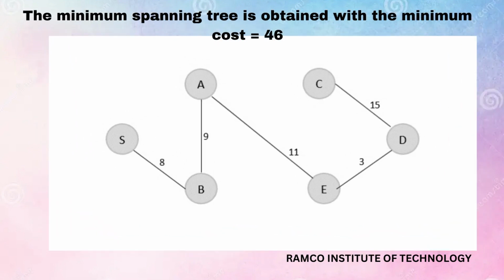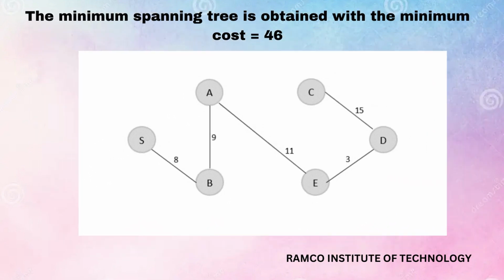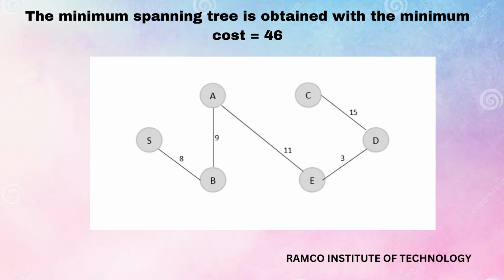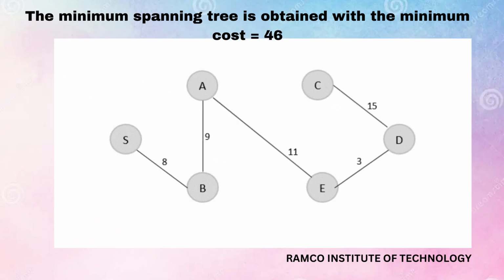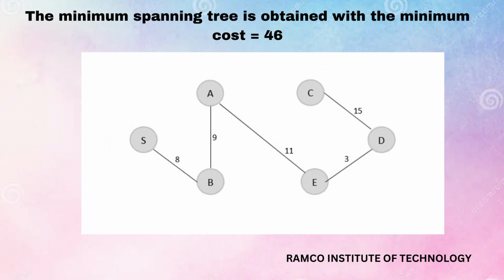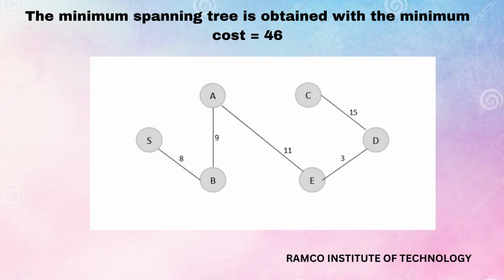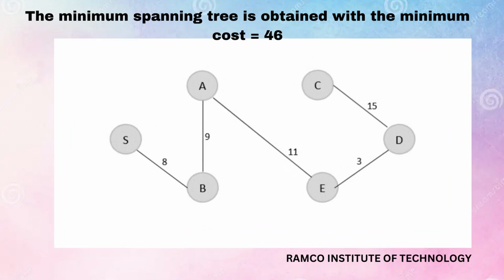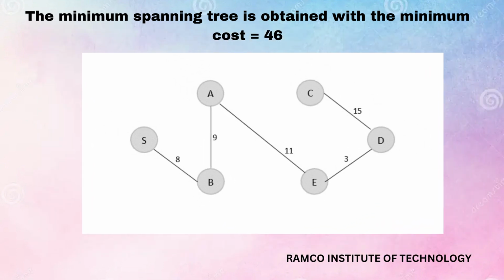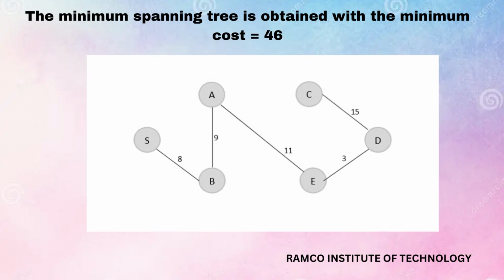So this is the subgraph for the given graph. It contains all the vertices, that is S, B, A, E, D and C. All the vertices are included in this subgraph, without forming any cycle. So this is the final output of the given graph. So the minimum spanning tree for the given graph with the cost is 46.